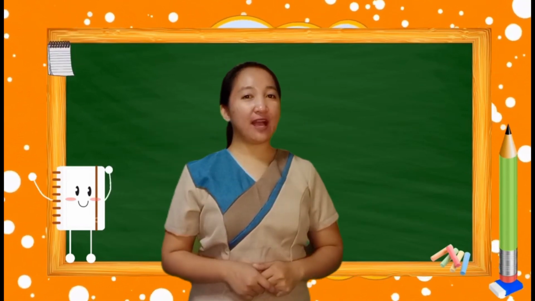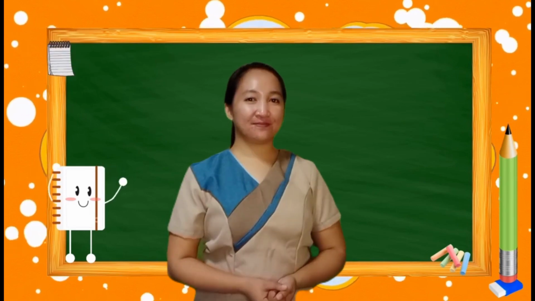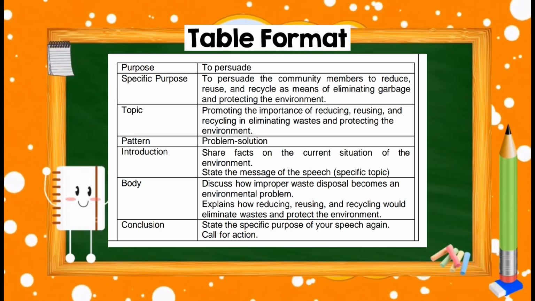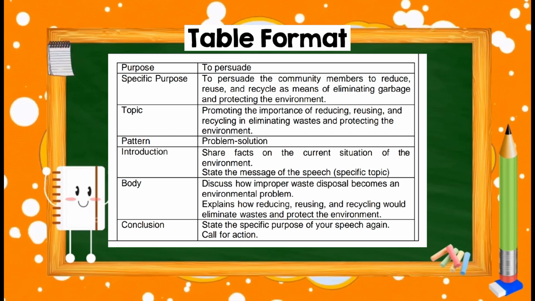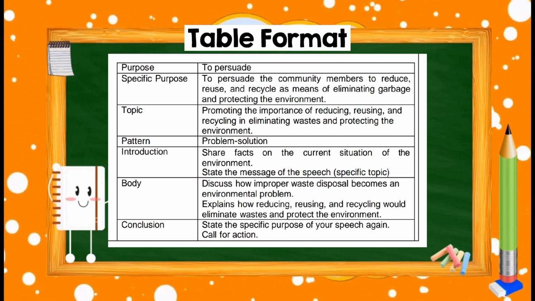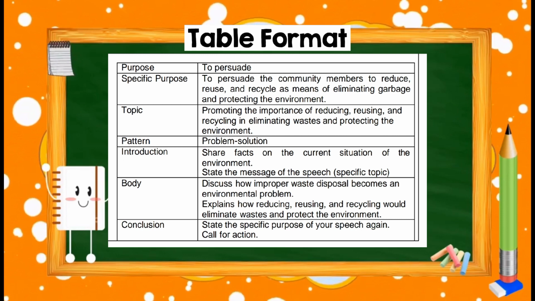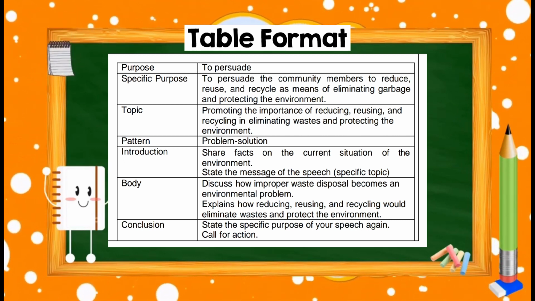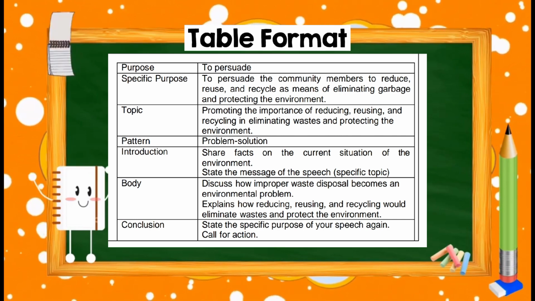How should you write your outline? Take a look at these formats. In the table format, you are to include your purpose. Is it to inform, entertain, or to persuade? Then, state your specific purpose. Write the topic of your speech. Determine the pattern you are going to use. Finally, briefly explain what you would include in your introduction, body, and conclusion.